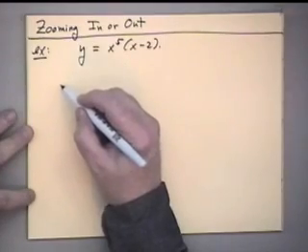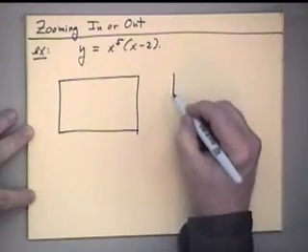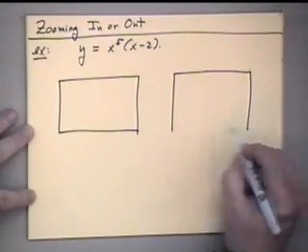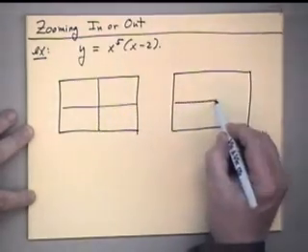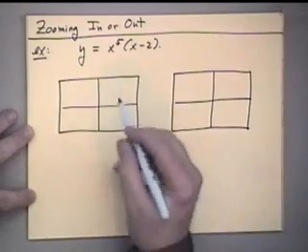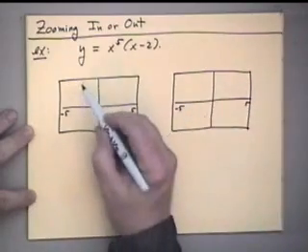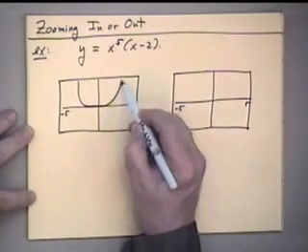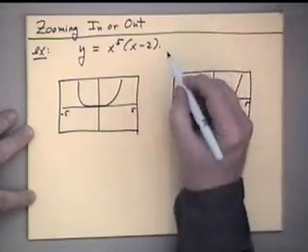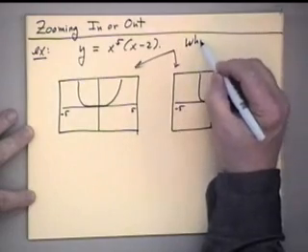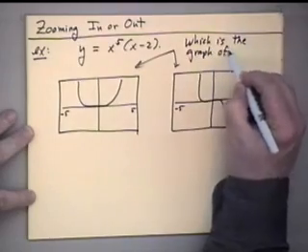Let me draw two pictures now. Here is picture number 1, and here will be picture number 2. And both of them, we'll imagine, are centered on the origin. So these are windows that are centered on the origin. And both of them go from minus 5 to 5 in the x direction. And here is the graph of the first one. And here is the graph of the second one. Now my question is, which is the graph of y?